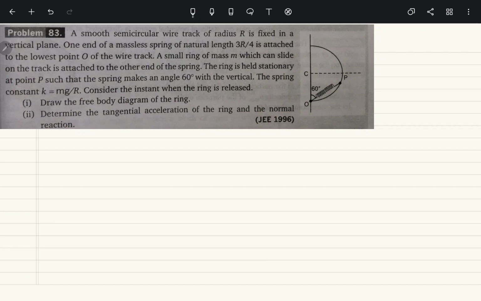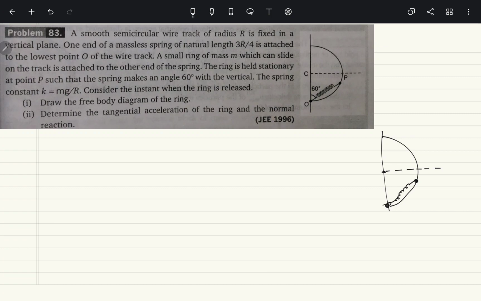Draw the free body diagram of the ring. That is quite easy to draw. Here we have the circle. This is the point O. This is the center. This is the point P, and there's the spring.